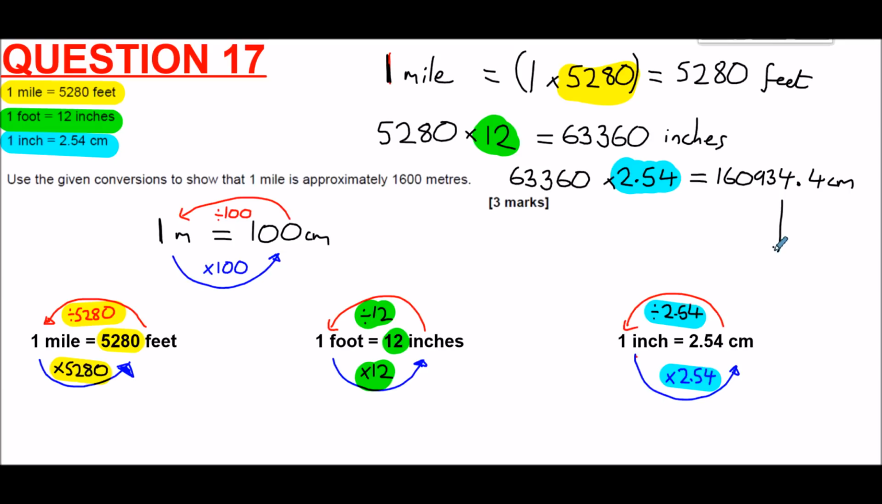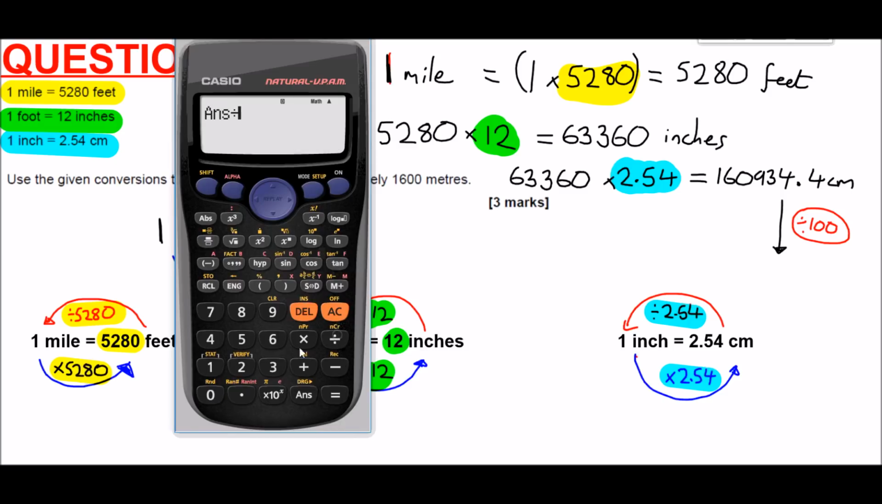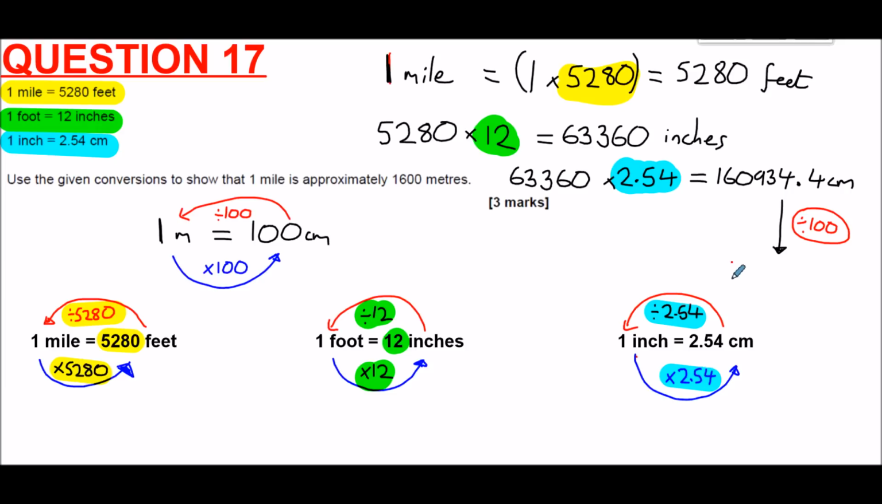And so finally, we can change our answer in centimetres to an answer in metres by dividing this amount by 100. So if we take this figure here and divide it by 100, we get 1609.344 metres. And that's what 1 mile equals. So that's 1600 metres and an extra 9.344. So that's very close to 1600 metres as we needed to prove. So that shows us quite neatly that 1 mile is very close to 1600 metres. In fact, it's a tiny bit over.